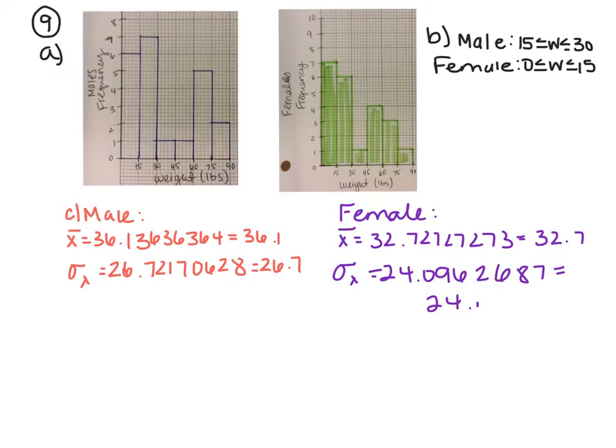So for number 8, here are the two histograms. Here's the one for the males and here's the one for the females. So part B, the modal class: for the males, the modal class is 15 to 30 pounds. For females, the modal class is 0 to 15 pounds.